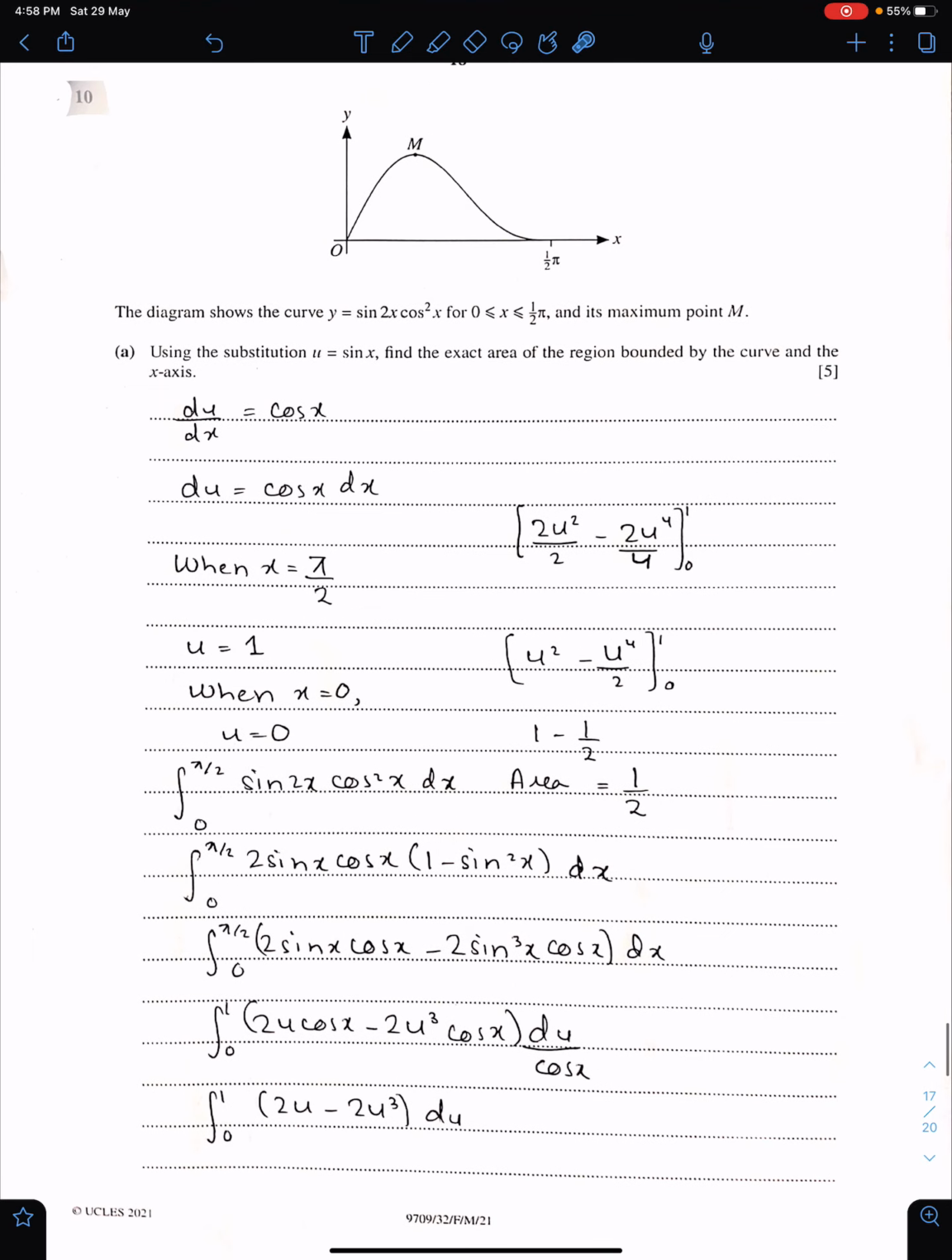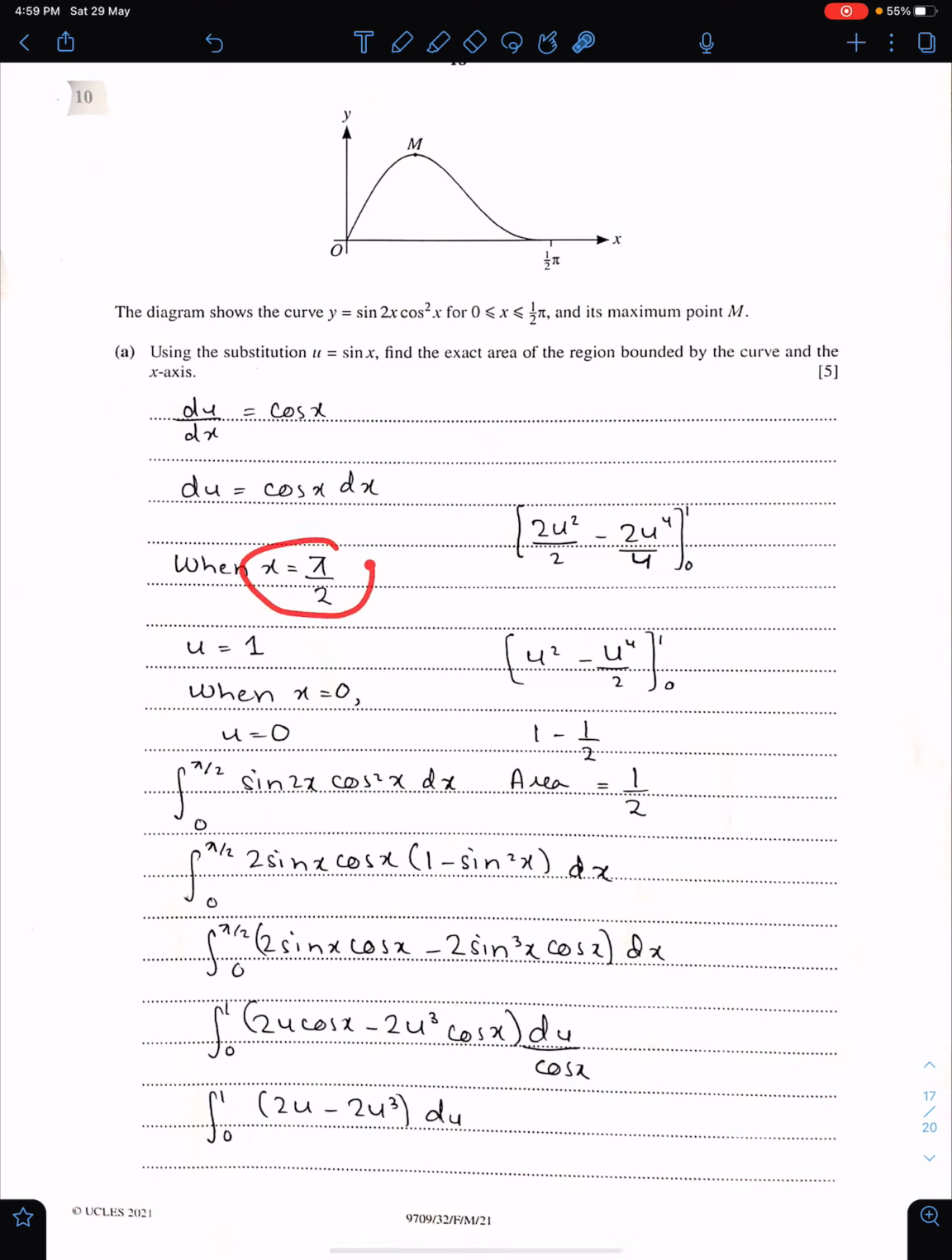Next question, number 10. The diagram shows the curve y equals sine 2x times cos square x for this domain and its maximum point M. Using the substitution u equals sine x, find the exact area of the region. This is simple. The area formula is here, integral from a to b of y dx. Lower limit is 0, upper limit is pi by 2 and this is y. And we have the substitution. So first get du. This is du. And now change the limits.